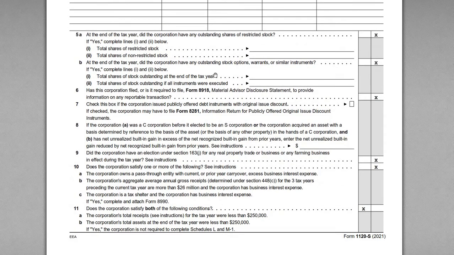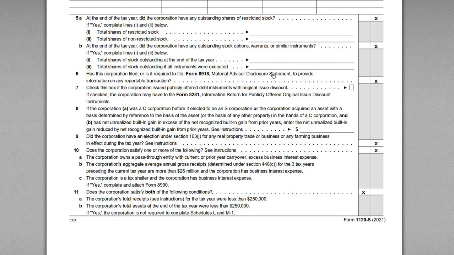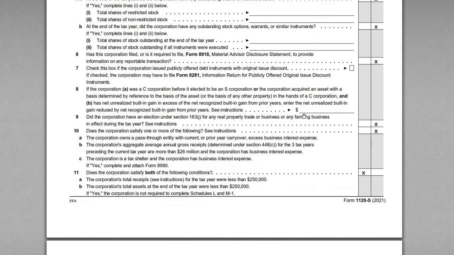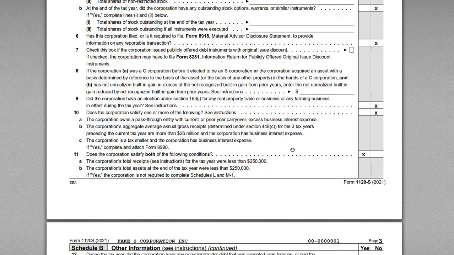It doesn't have any other investments in other kinds of companies. And then the rest of these questions, 5 through 11, we don't have any restricted stock outstanding, no material advisor disclosures, nothing like that. We're not making any real property, trade, or business elections. The last item here, question 11, does the corporation satisfy both of these conditions? We do, in that our total receipts are under $250 and our assets are under $250.